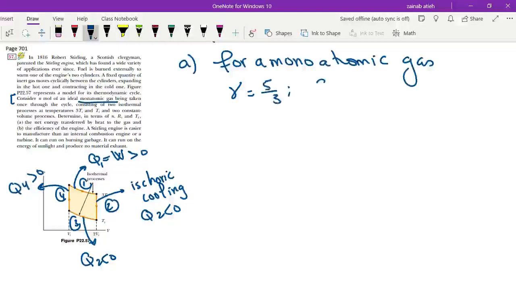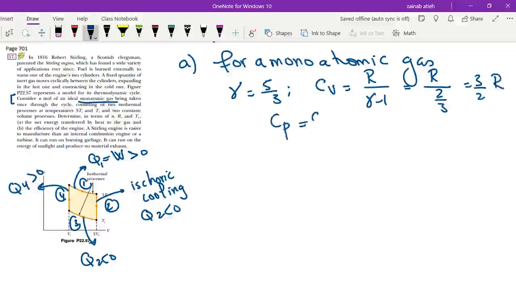And from gamma, we can find for sure Cv, which is R over gamma minus 1, which will be R over 2 over 3, which is 3 over 2 R. And I can find also Cp. I don't need it right now, but I will write it, which is Cv plus R. It's equal to 5 over 2 R. These are Cv, Cp, and gamma for a monoatomic gas. Okay, now I will find the Q for each part alone.